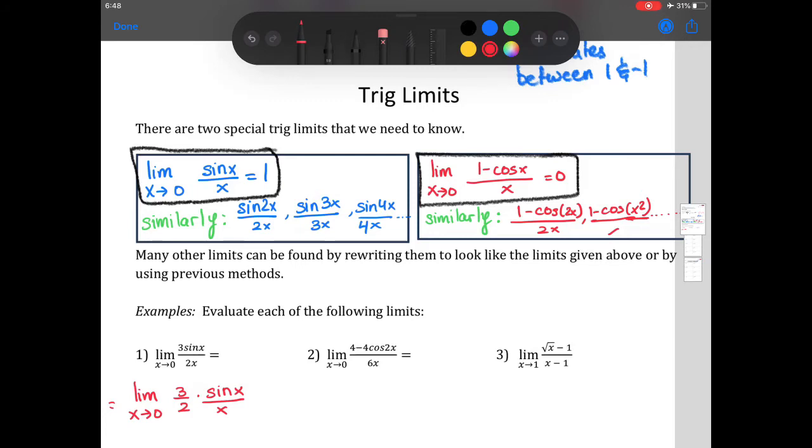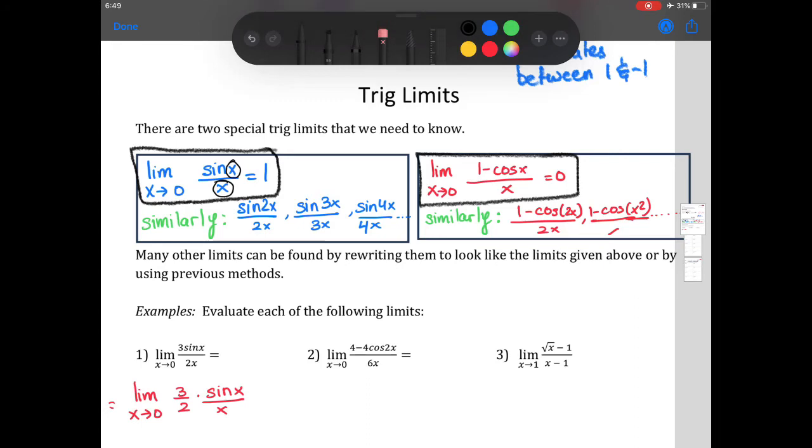Remember, whenever we're working with these limits, I want you to focus on this. They have to be the same, right? And similarly, sine 2x over 2x will also be equal to 1. Sine 3x over 3x will also be equal to 1, and so on.